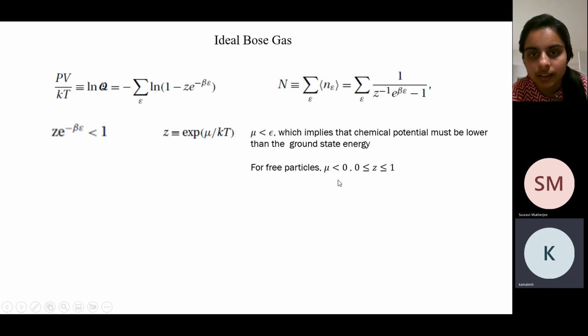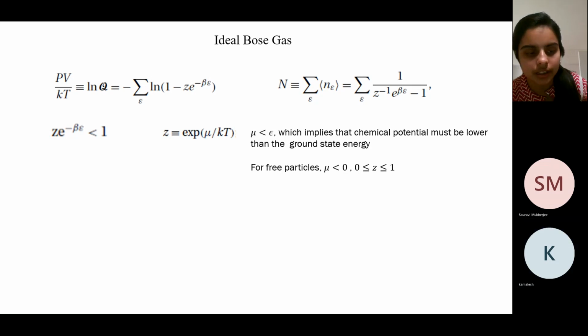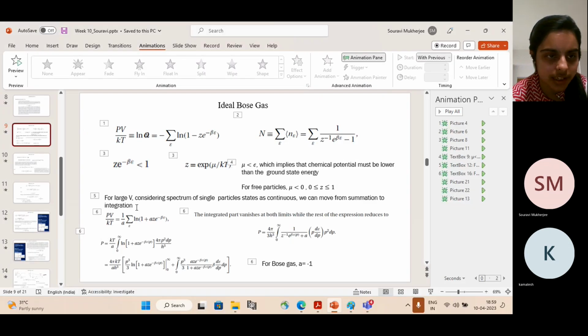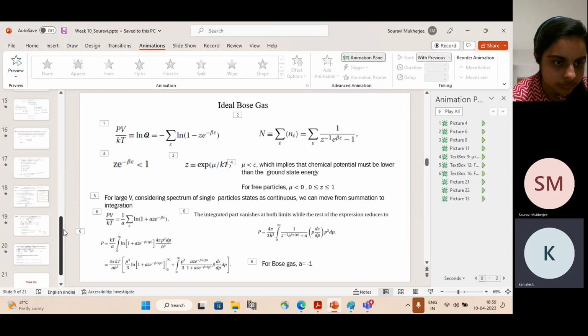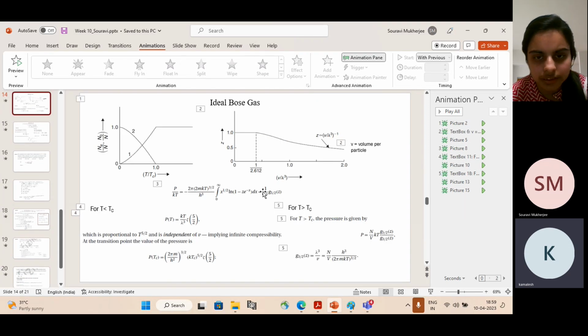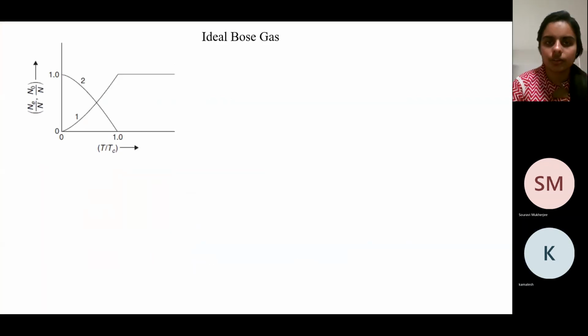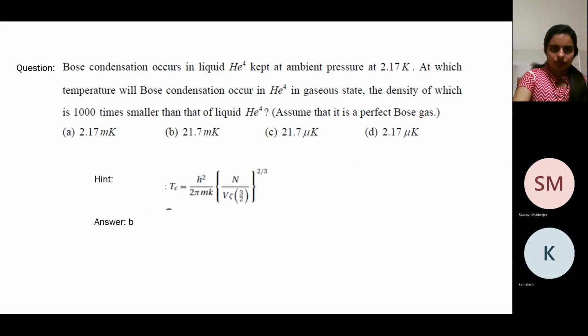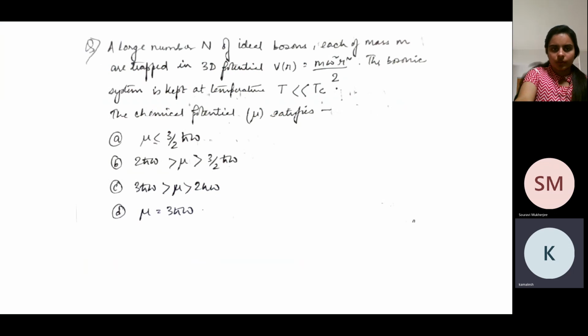But now if we go back to our question, it was said that the particles were in a potential given as half m omega square r square, right? So what will that mean then? The ground state energy is 3 by 2 h cross omega, right? So what would be the answer then?